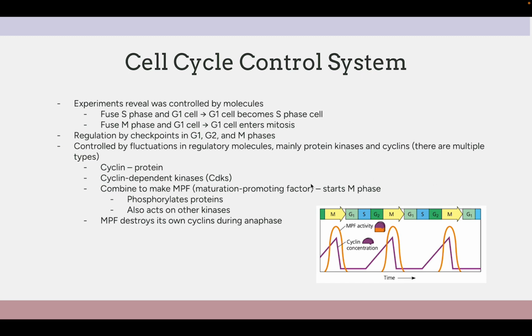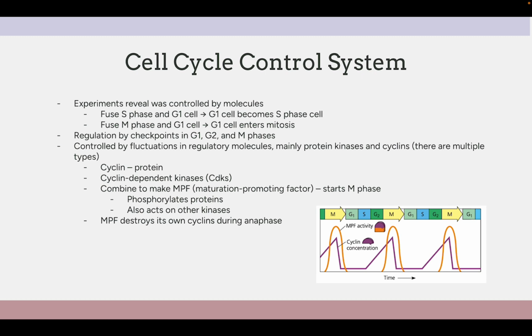So now we know that there's regulation of the cell cycle by checkpoints in G1, G2, and the M phase, and they're controlled by fluctuations in regulatory molecules, mainly protein kinases and cyclins. There are multiple types of cyclins and protein kinases, but what we really need to know is this general system. A cyclin is a protein, and cyclin-dependent kinases, which we call CDKs, are kinases, so another protein. Together they make MPF, or maturation promoting factor, which starts the M phase.